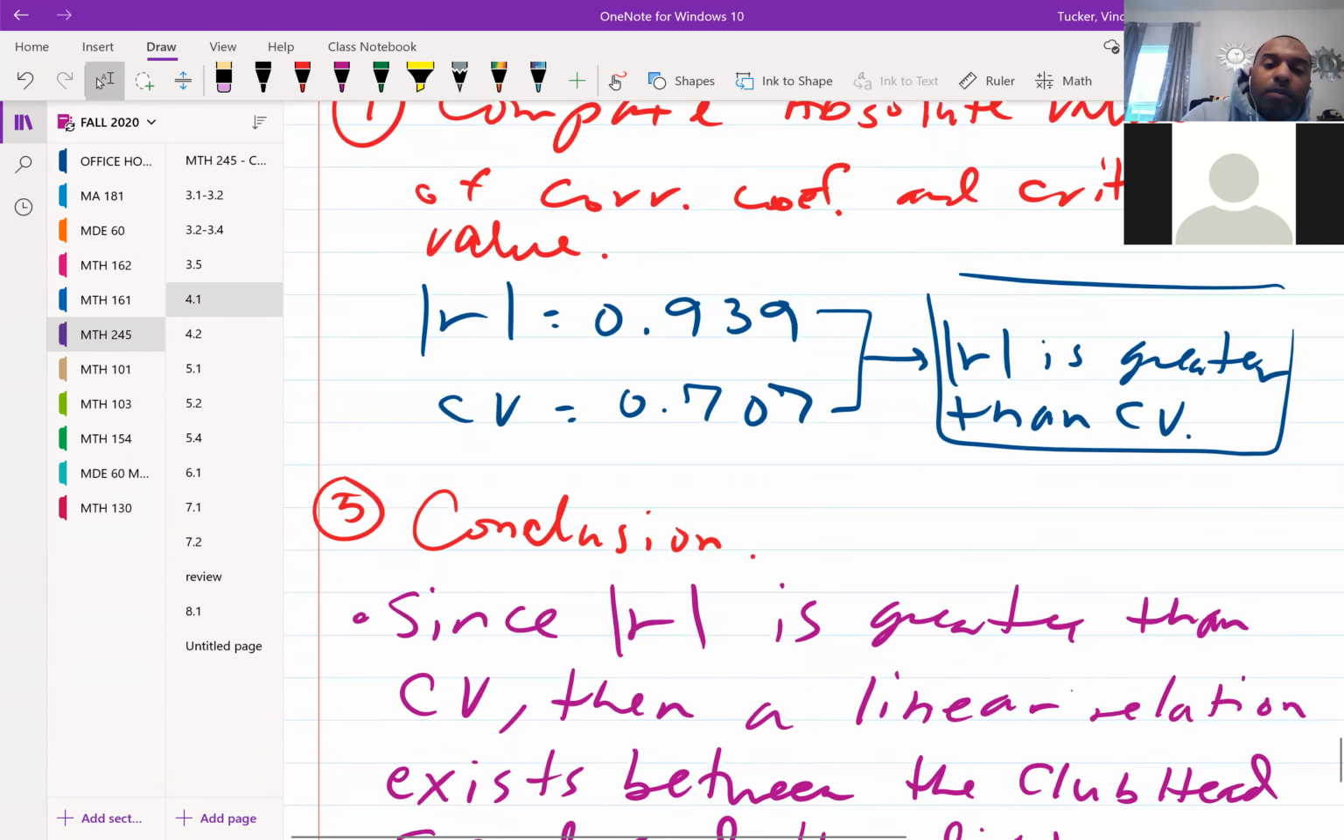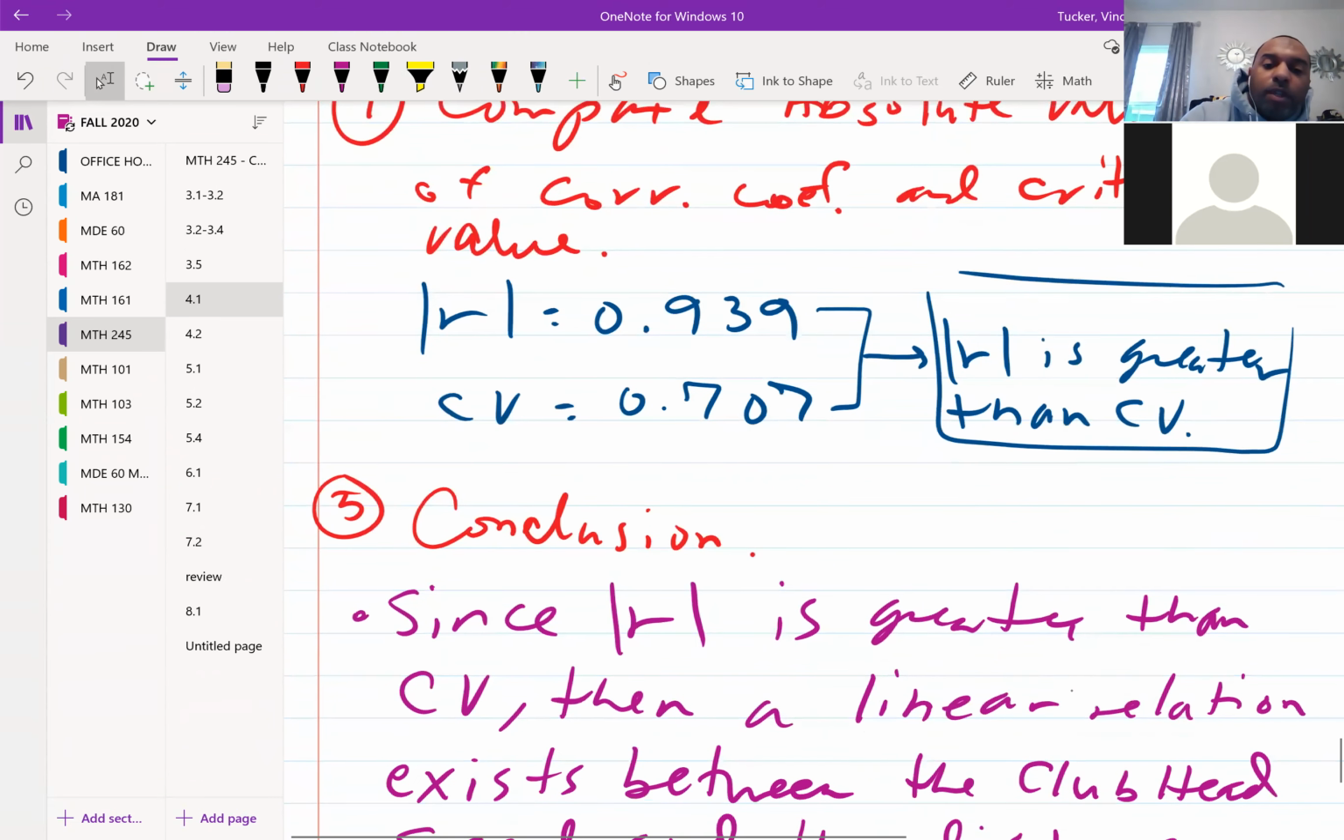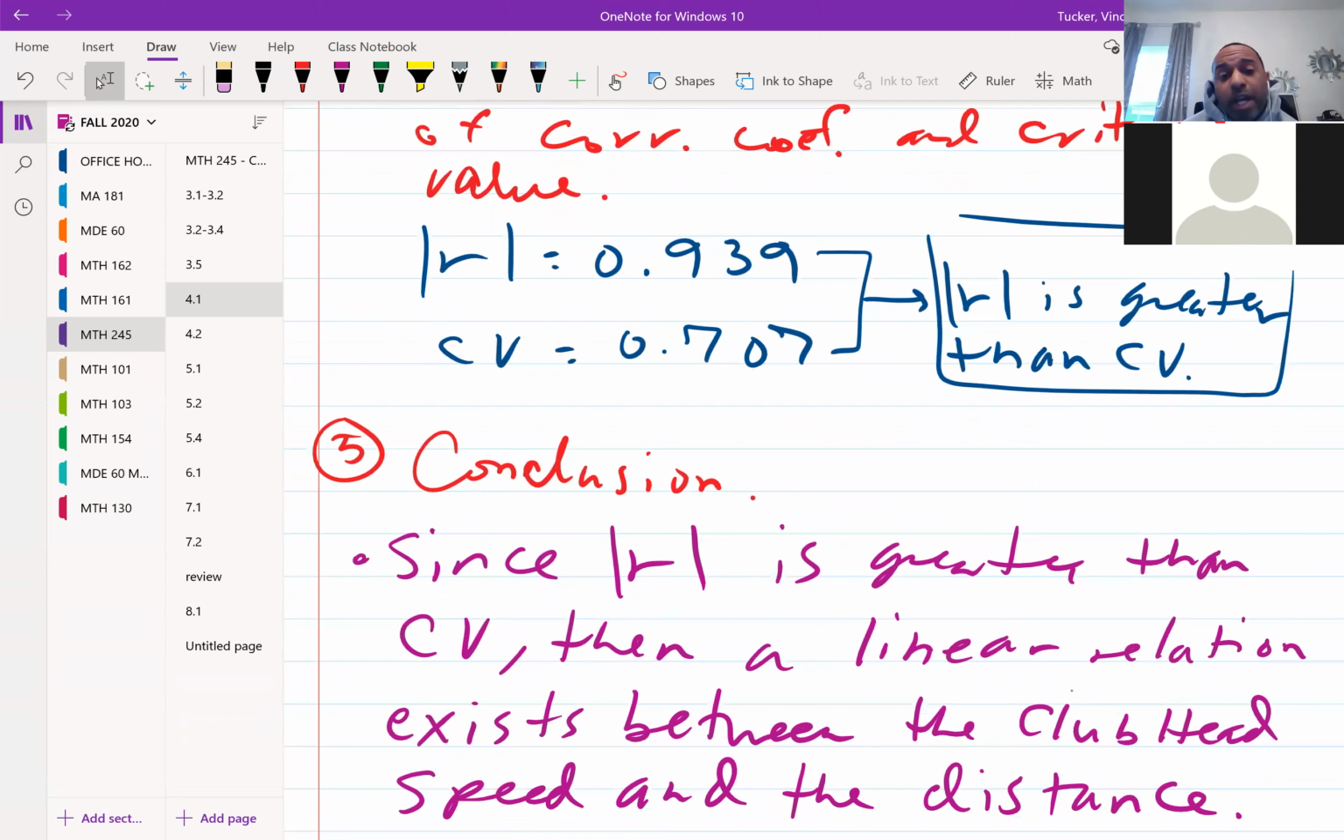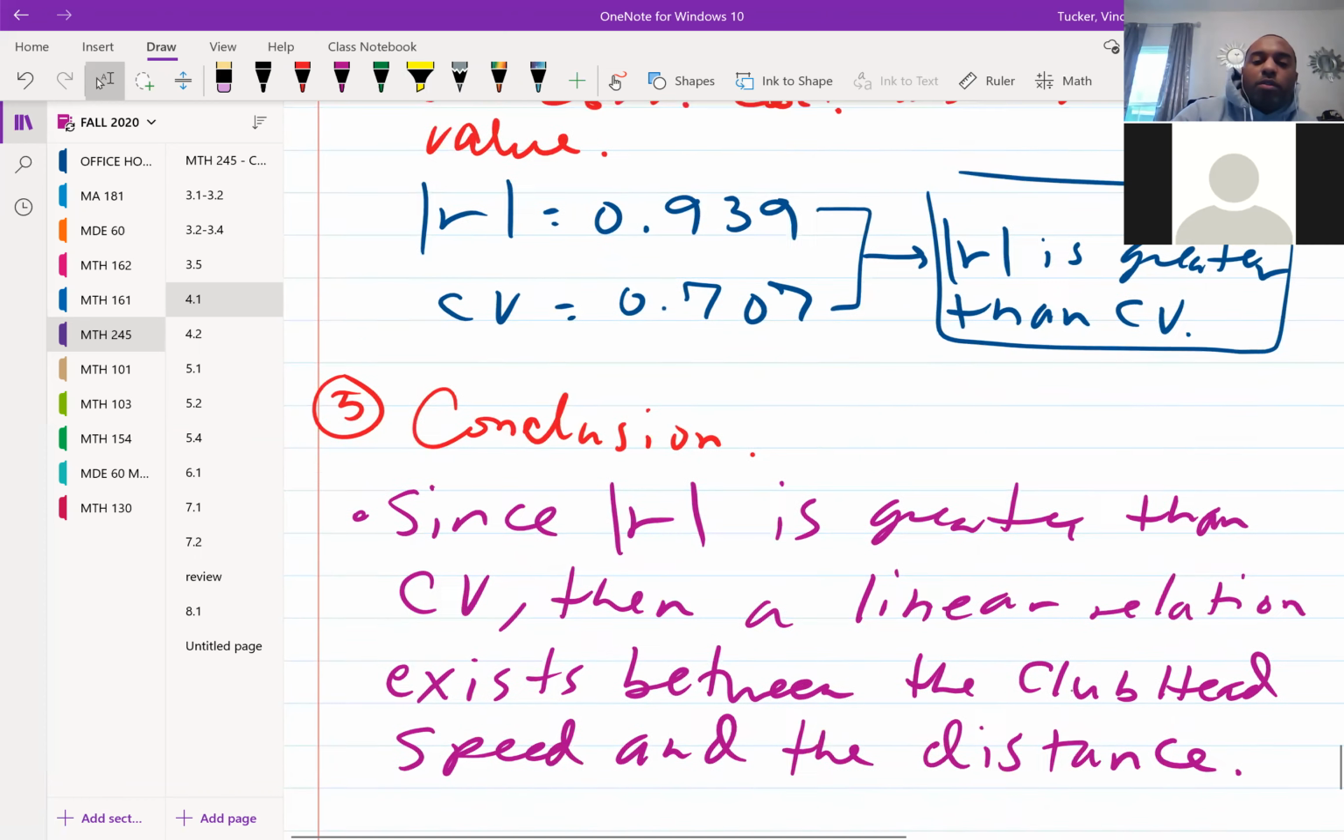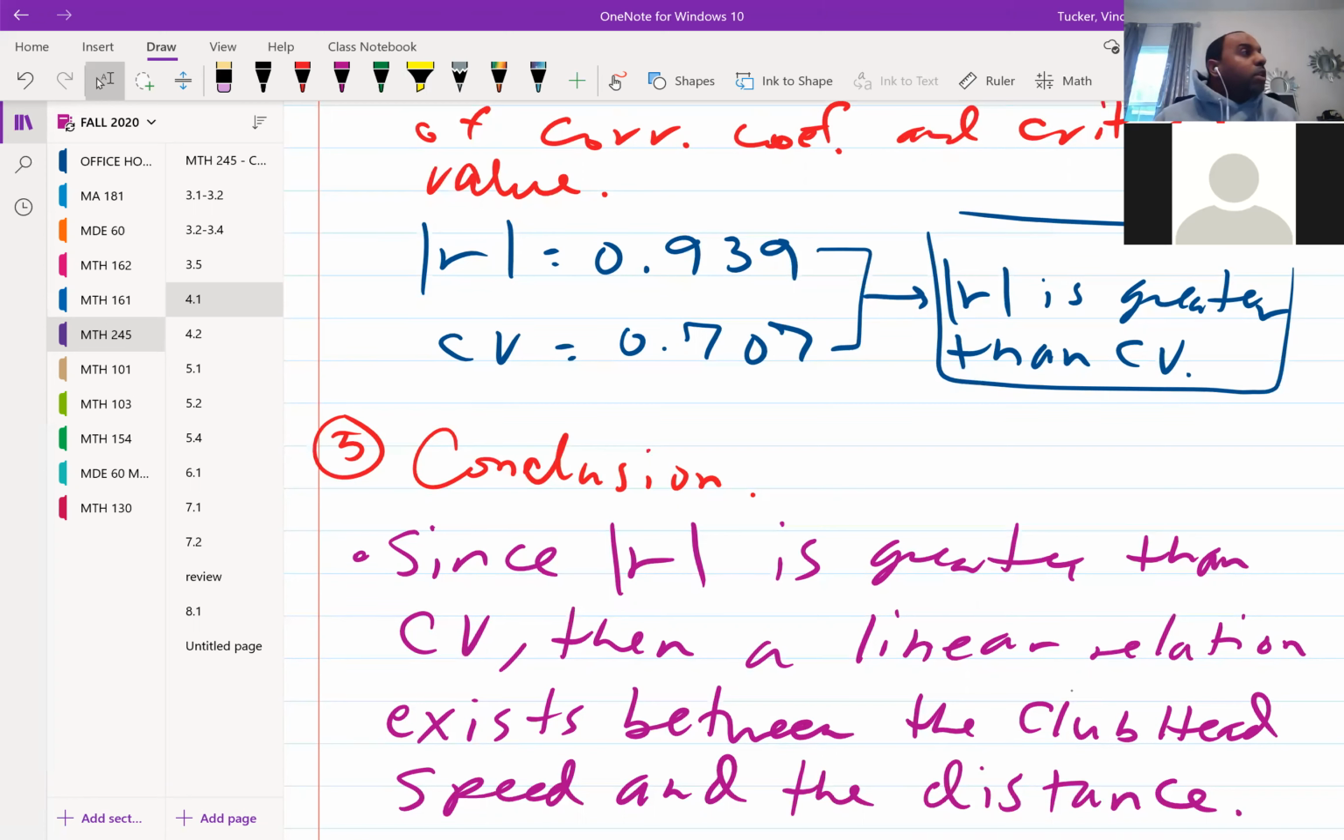So the conclusion: since the absolute value of r is greater than the critical value, a linear relation exists between the club head speed and the distance. If the absolute value of r was not greater than the critical value, there would not be a linear relation. All right, questions on that process, questions on anything we talked about so far.